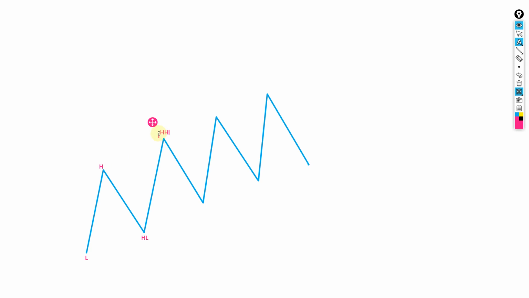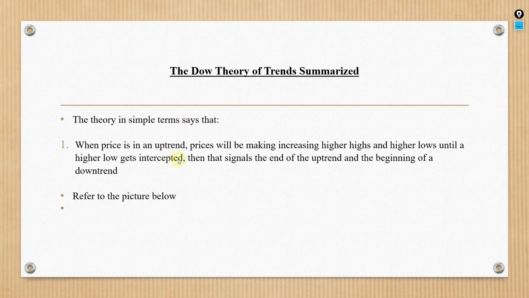For the sake of learning, I'll be calling the higher highs HH and the higher lows HL. This is another low, but it is higher than the previous low. What will it be called? Higher low, right? This one will be called higher high. This one higher low. This one will be called higher high. Basically, this is what he says when he says increasing higher highs and higher lows.